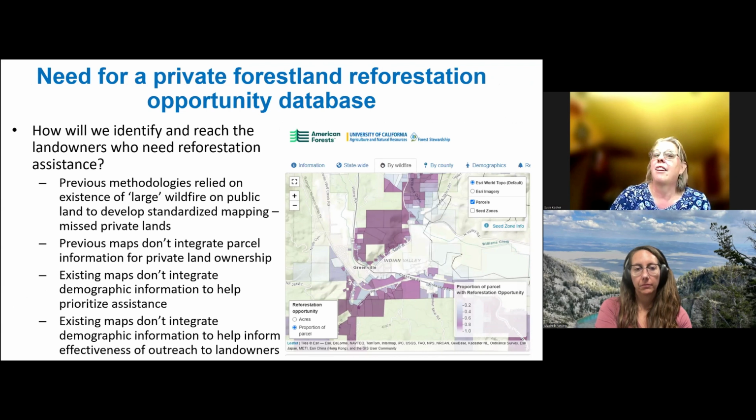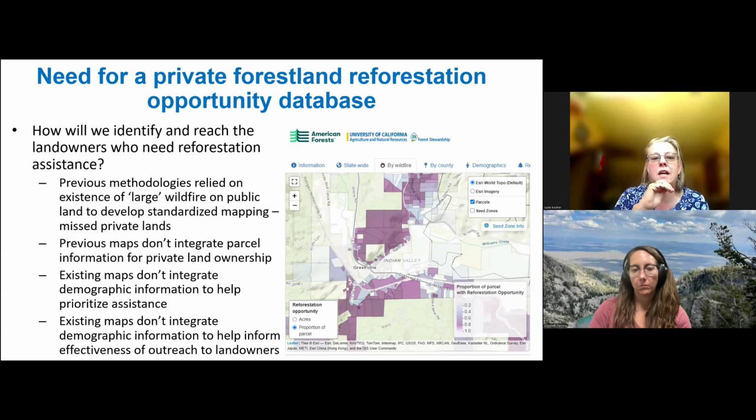So that said, how are we going to reach and identify landowners who are in need of this kind of reforestation assistance? I've worked in extension on forestry for many years, and we've always really wanted some kind of a database that helped us reach landowners. We know that there's ways you could go to the county tax rolls and get parcel layers and do the work to overlay other things in your GIS system, but everybody's going to approach it differently.